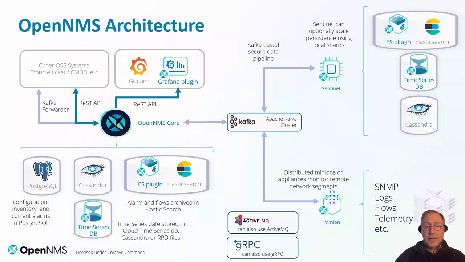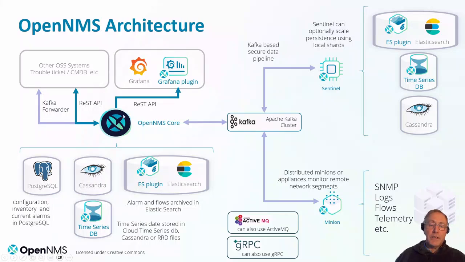In a larger environment, OpenNMS can use an enterprise bus to actually communicate with what we call minions, which are remote data collectors that collect data from remote parts of your network. Now, the data bus itself can be Kafka-based, but we can also use ActiveMQ, and we can use Google gRPC as a mechanism for connecting to the minions and gathering data and sending it back to OpenNMS. So all three bus technologies are supported. You can make your choice as to which you wish to use.